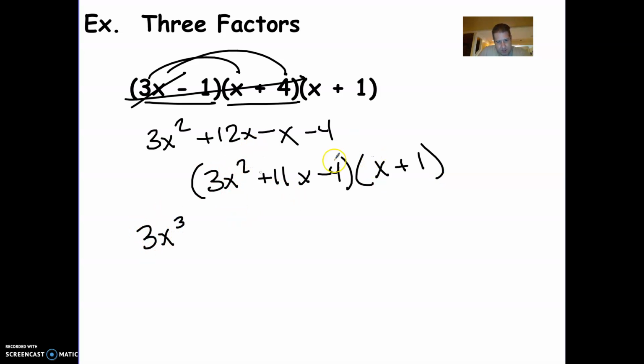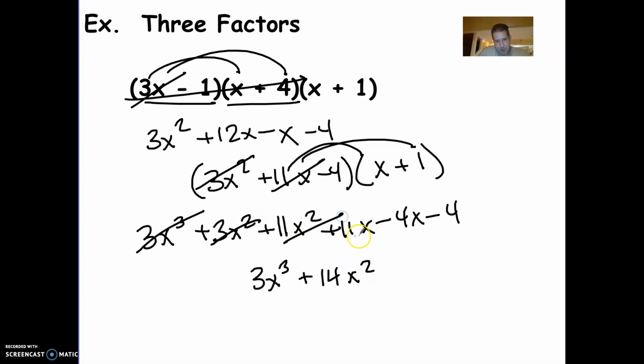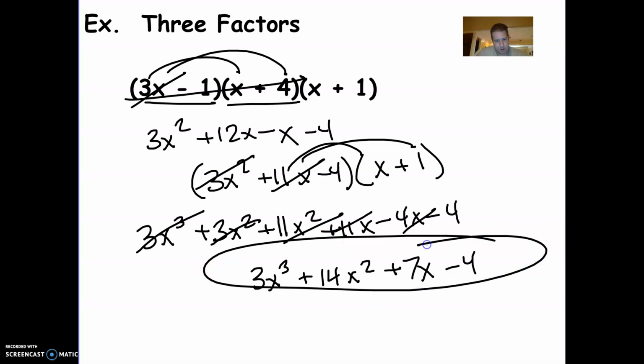3x to the third. This times this, and this times this is plus 3x squared. So I'm done with that. Now I'll do this times this and this. 11x squared and 11x. Done with that. Negative 4 times x is negative 4x. Negative 4 times 1 is negative 4. Clean it all up, and we are done. So this is the only cubed. There's 2 squareds. Add them both together, you get 14x squared. Done with those. 11 minus 4 makes 7x. Done with those. And bring down your minus 4, and there's your answer.